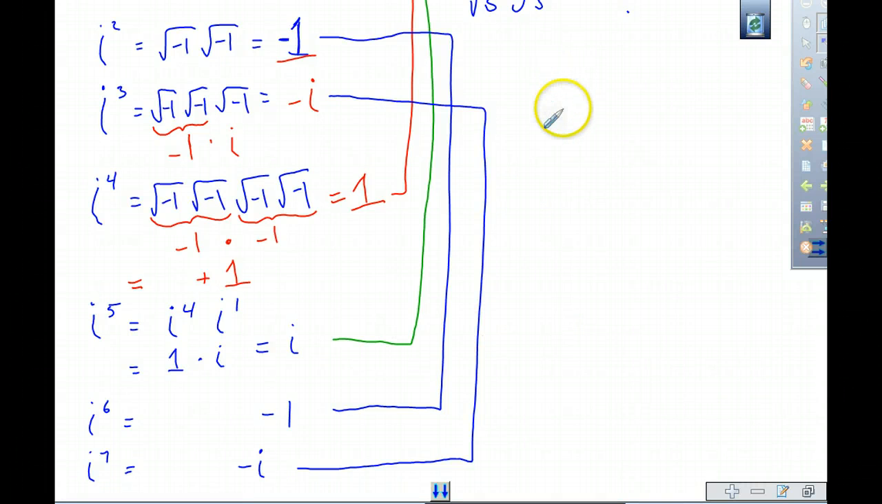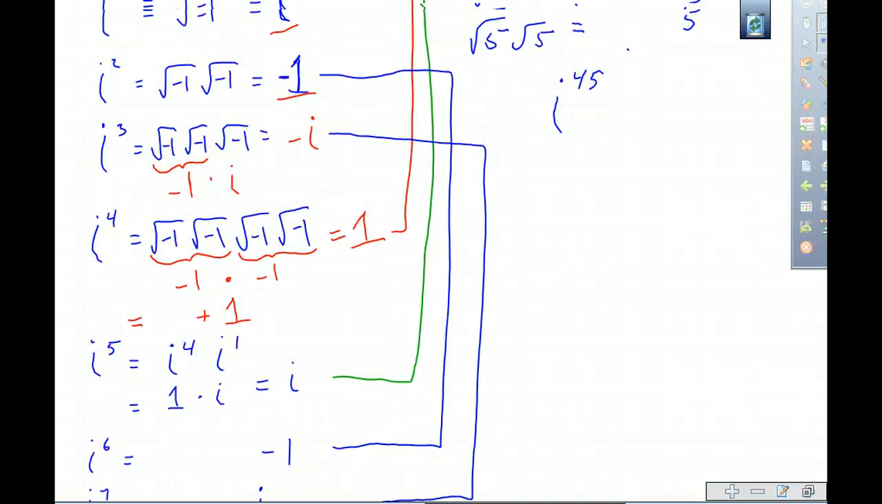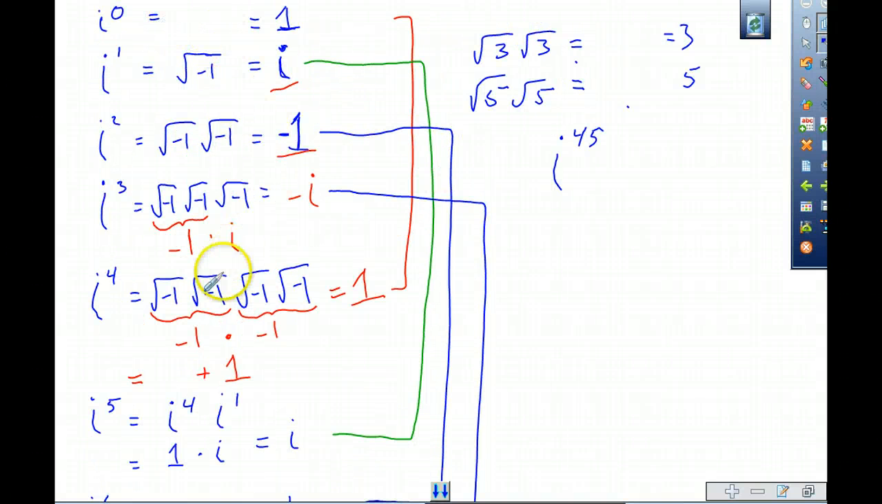So again, the big question is, if I asked you what i to the 45th is, can you figure that out without actually counting 8, 9, 10, 11, 12, 13, 14, all the way to 45? Can you figure that out? Yes. And if you can, which of course you can, how do you do that? It repeats every 4, right? Every 4 we go through, it goes back to 1. And once I get to i to the 4th, it's going to equal 1. I get to i to the 8th, it's going to equal 1.